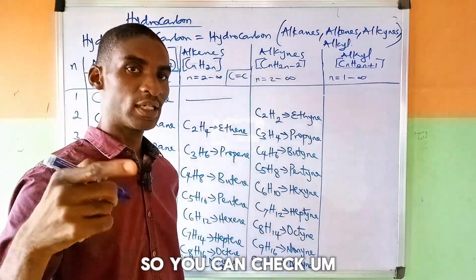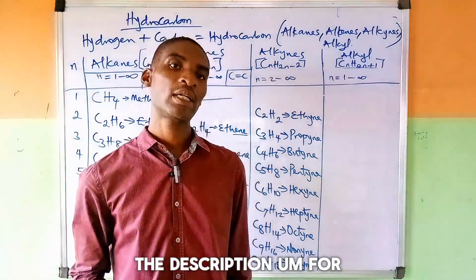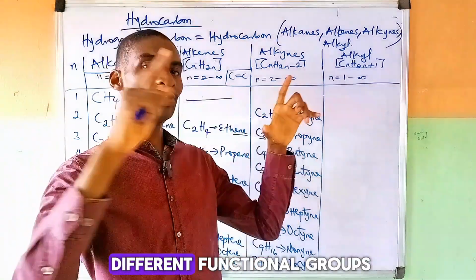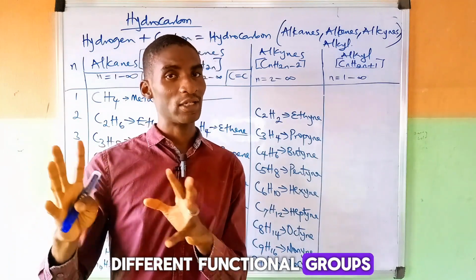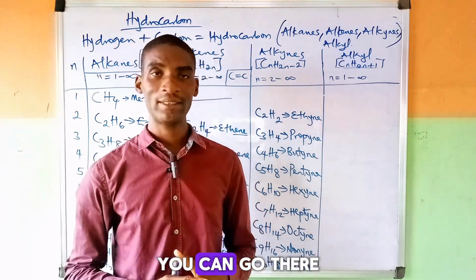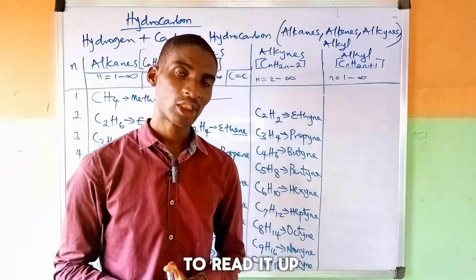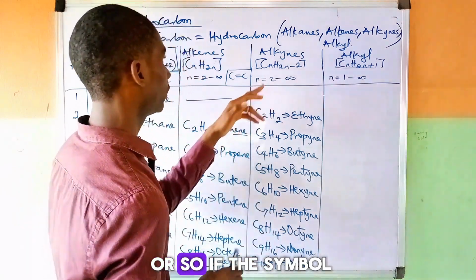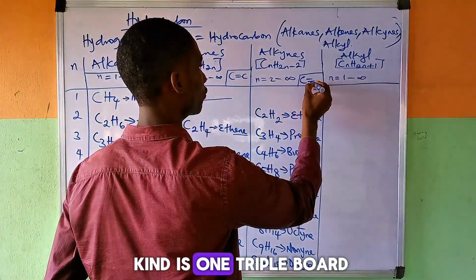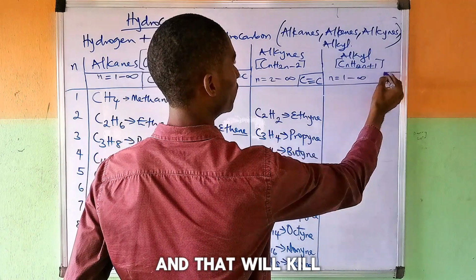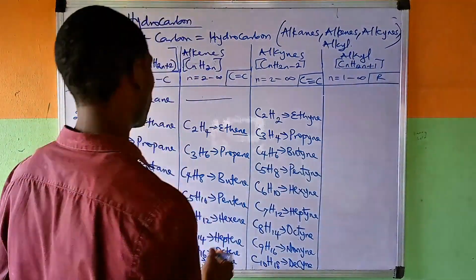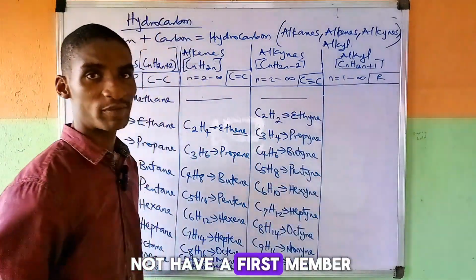So you can check the description for the link to the different functional groups and homologous series. I did an explanation on that, a video on that. You can go there to read it up. Alright, so the functional group symbol for alkyne is carbon triple bond, and that of the alkyl group you can just represent with a half bond. Alright, so these guys, they do not have a first member.